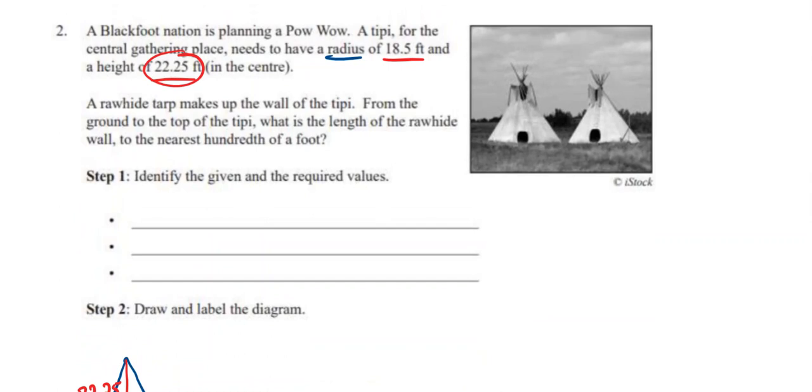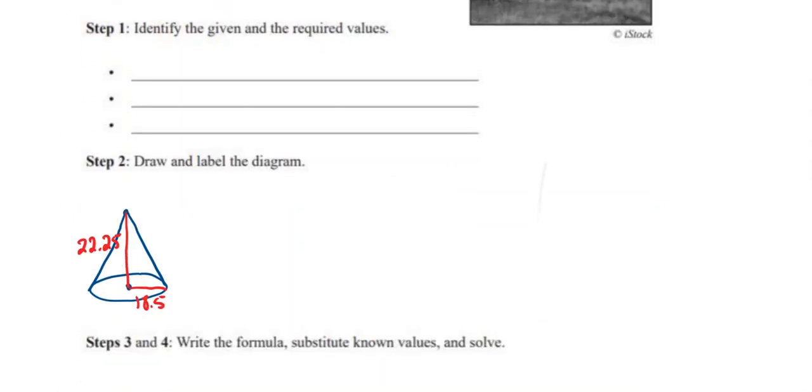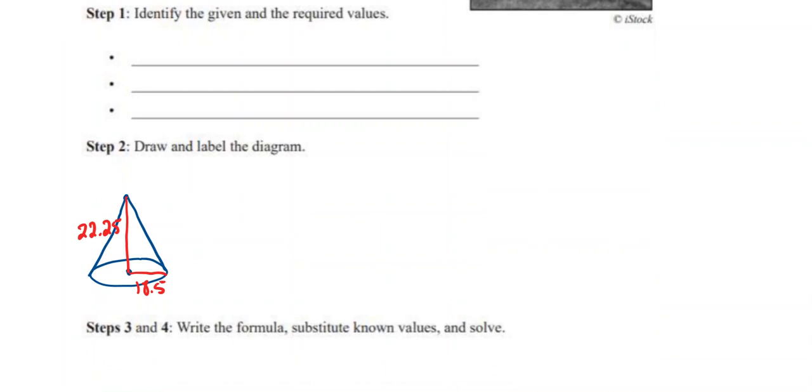And the question was saying, from the ground to the top of the teepee, what is the length of the rawhide wall to the nearest hundredth of a foot? So it's talking about this. What's the length from here to here, from the top of it down to the ground? Do you guys see the right angle triangle we got going on here?